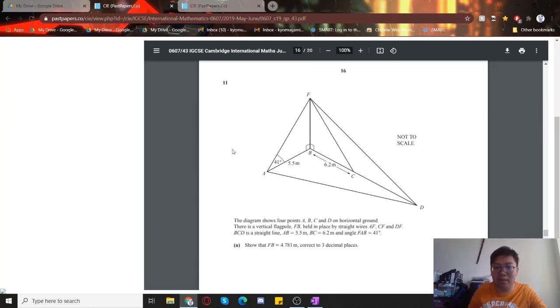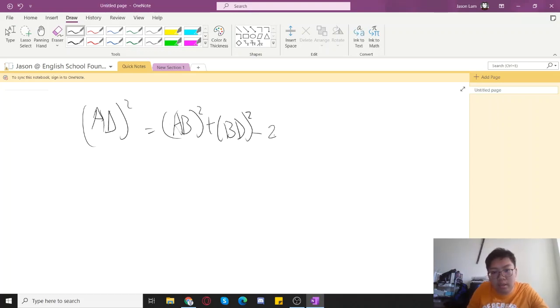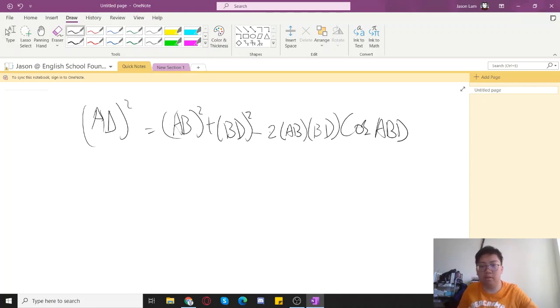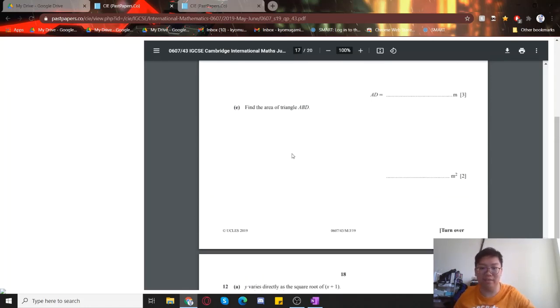I keep scrolling right. A, B, and BD: AB squared plus BD squared minus 2 AB times BD, again, when I say AB and BD, these are lengths, times cos ABD. So yep, angle, and that's how we would do that one.